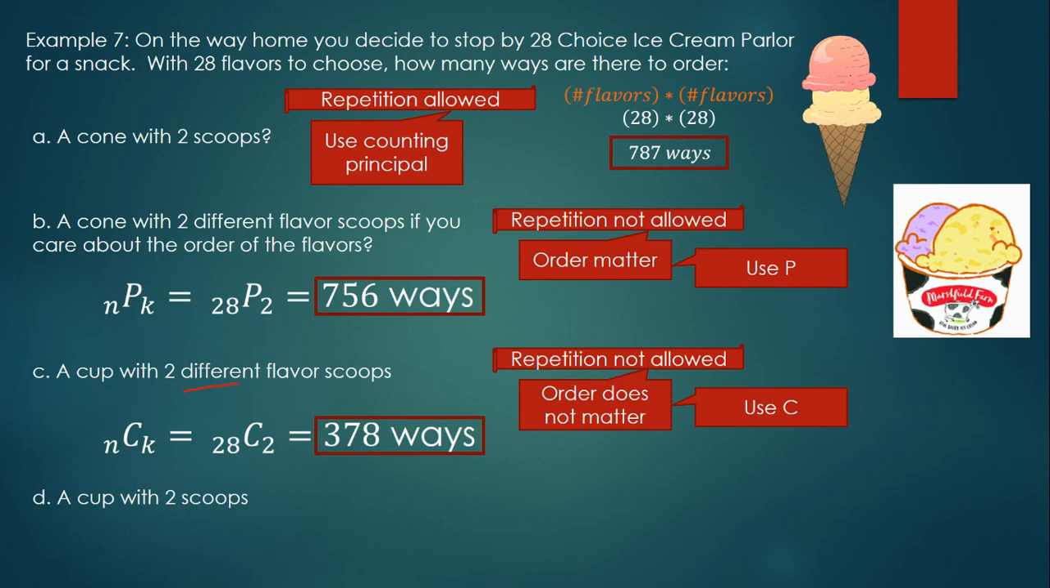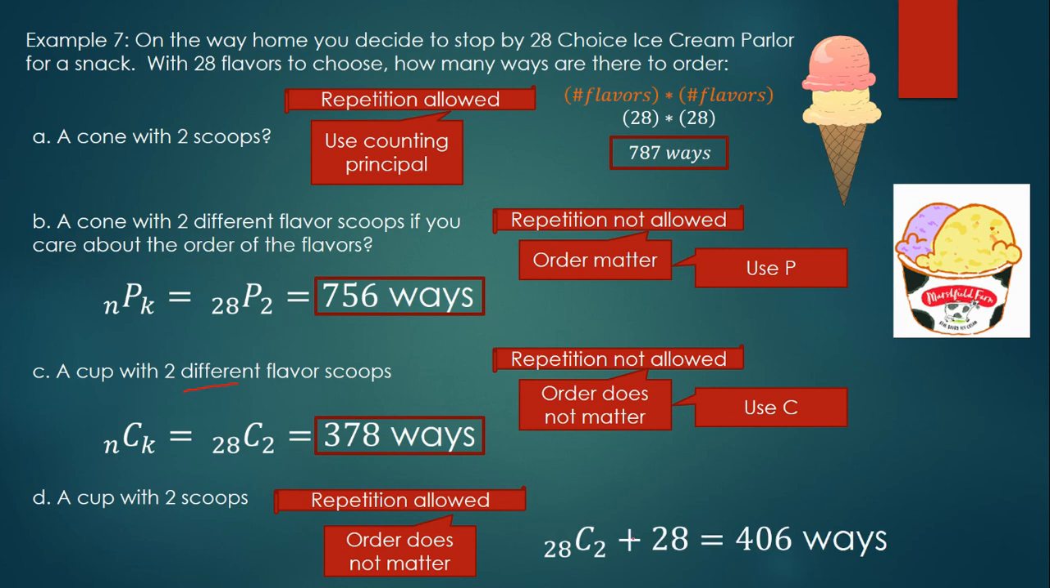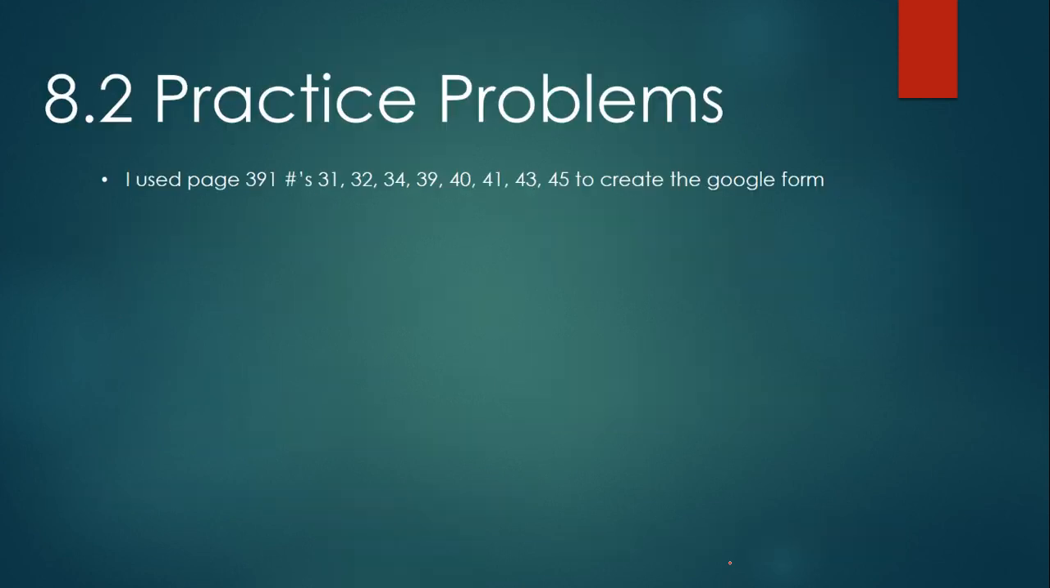Now, what about a cup with 2 scoops? Here, the order still doesn't matter, right? So I'm still using C, but now I can have the same scoop. Repetition is allowed, but order still doesn't matter. So I'm still going to do my C, but then I have to add in the 28 different ways I can have the same scoop of ice cream twice. That's going to be 406 ways that I can have a cup with 2 scoops.